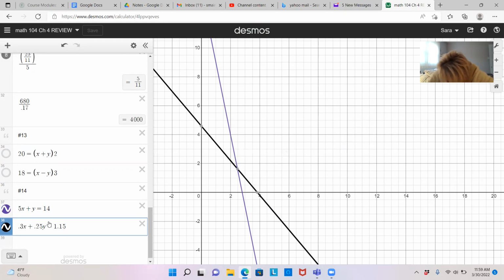x plus y equals 1.3. X plus 0.25 equals okay.